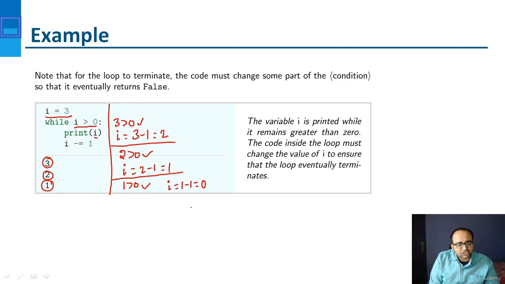In the next iteration, i greater than 0, 0 greater than 0, condition will become false. So that is why the block of statements will not be executed when i value becomes 0. And finally, this is the output obtained.